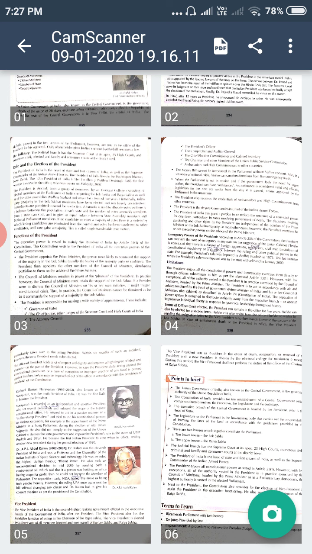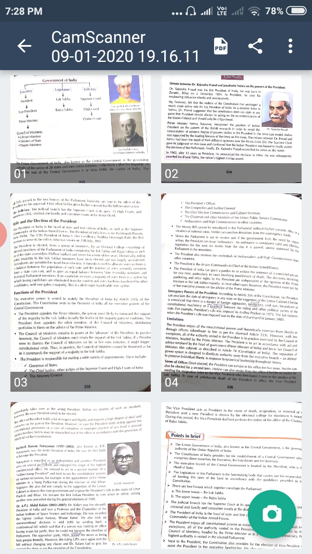Now, Council of Ministers remain in power at the pleasure of the President. It means that President can remove the Council of Ministers if he wants, but for that also there is a certain condition. He can dismiss the Council of Ministers only if they don't have the support of Lok Sabha. If the Council of Ministers have the majority support in the Lok Sabha, then president cannot remove the council of ministers.